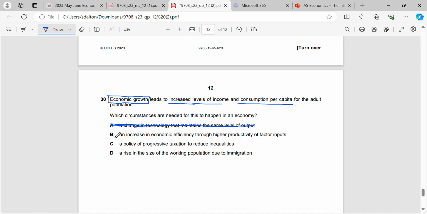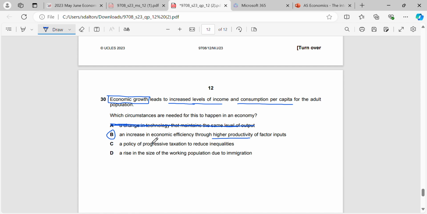B, an increase in economic efficiency through higher productivity of factor inputs. Okay, now that will, because as we become more efficient and we get higher productivity, that's going to lead to economic growth, and that will also lead to the per capita levels of income and consumption increasing. It's going to shift our AD to the right.